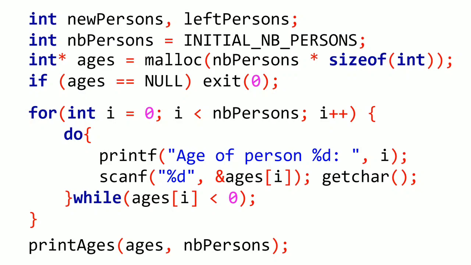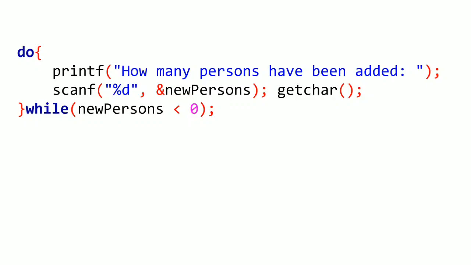After it, new persons will join, so we ask the user for the number of new persons. We make sure that we have a positive value. Now we add the new persons to the number of persons. So for example, if there is 3 new persons, we will have 13 persons in total.